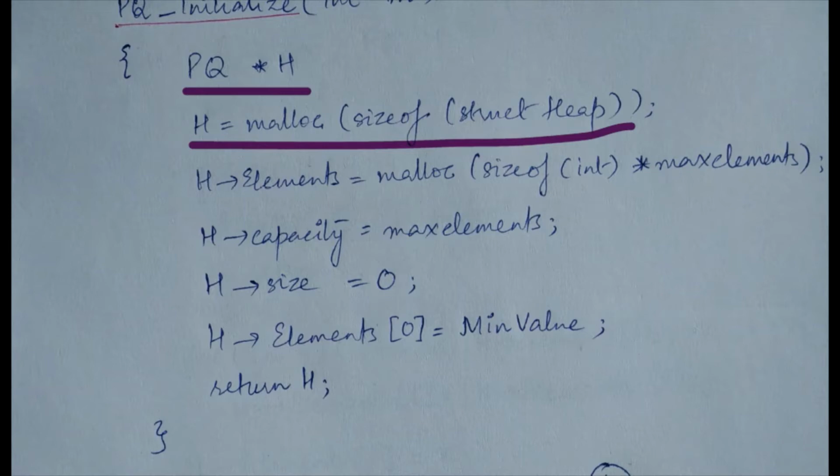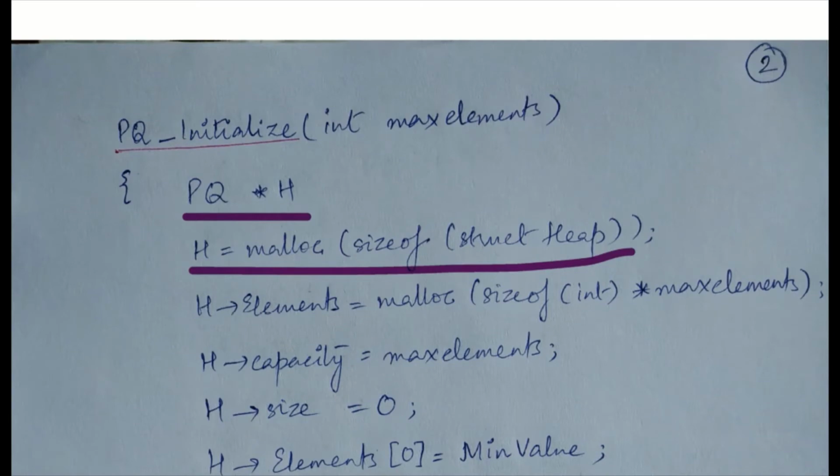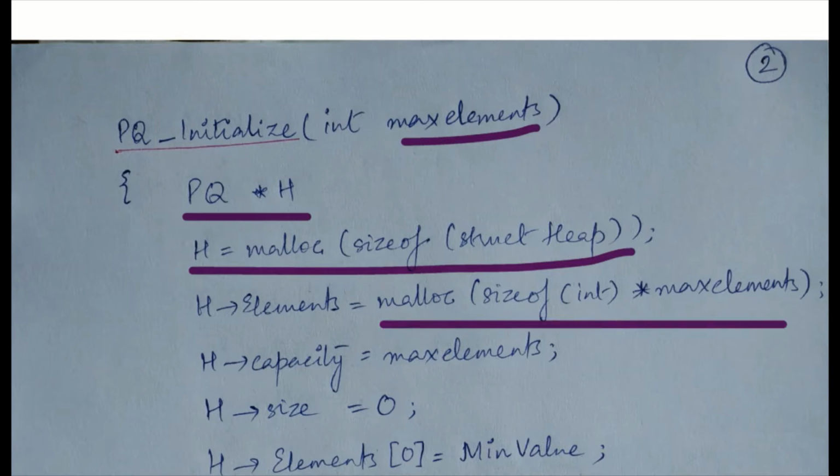Let's go here first. What am I passing in the initialize function? This is the max number of elements that I expect to be there in the heap. So the block or the array that I allocate dynamically will be of size max elements into the size of integer. Okay, and that pointer will go in h to elements.